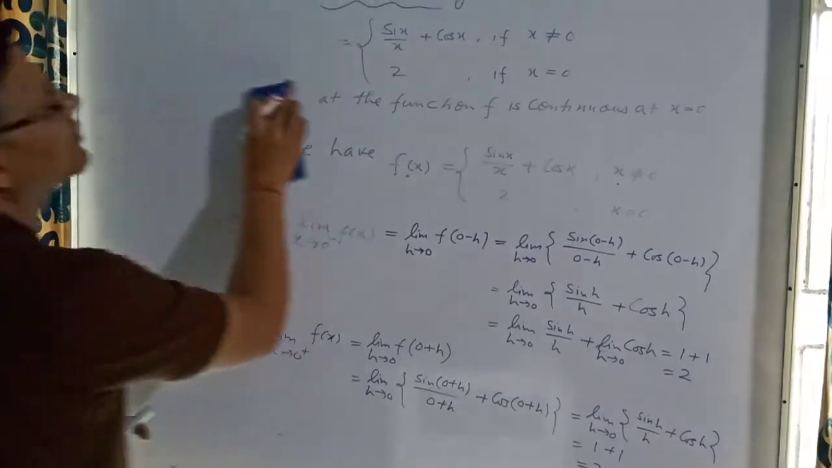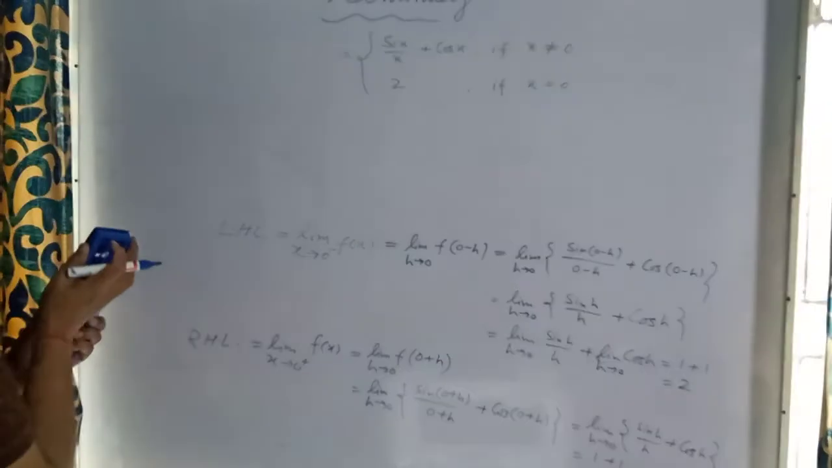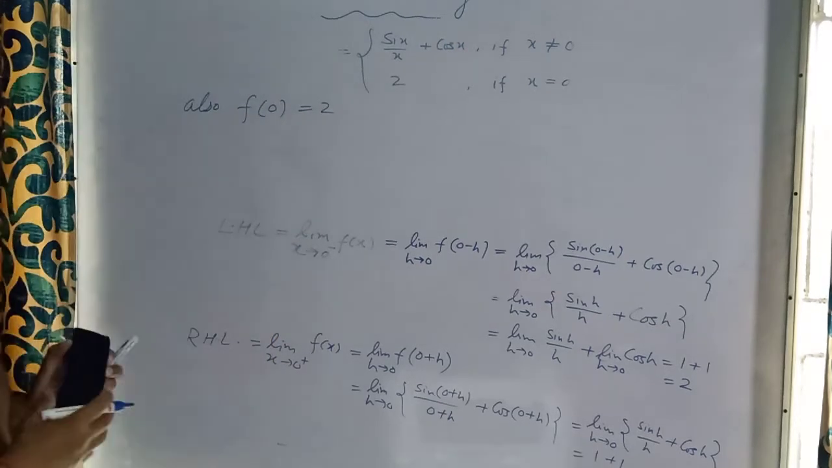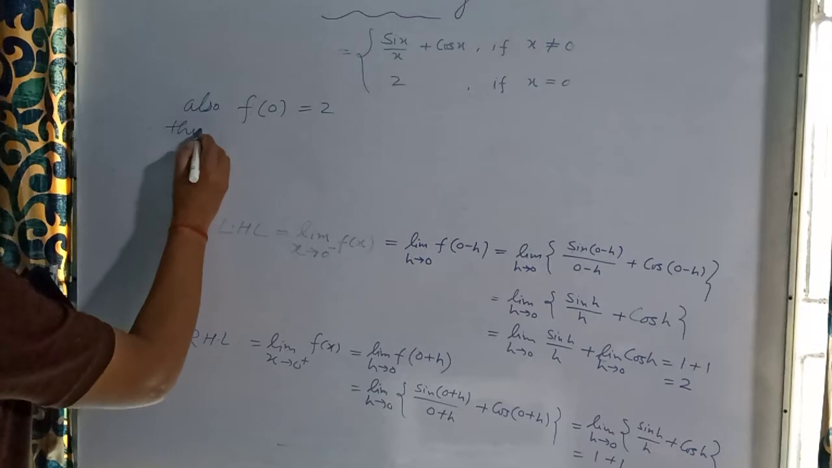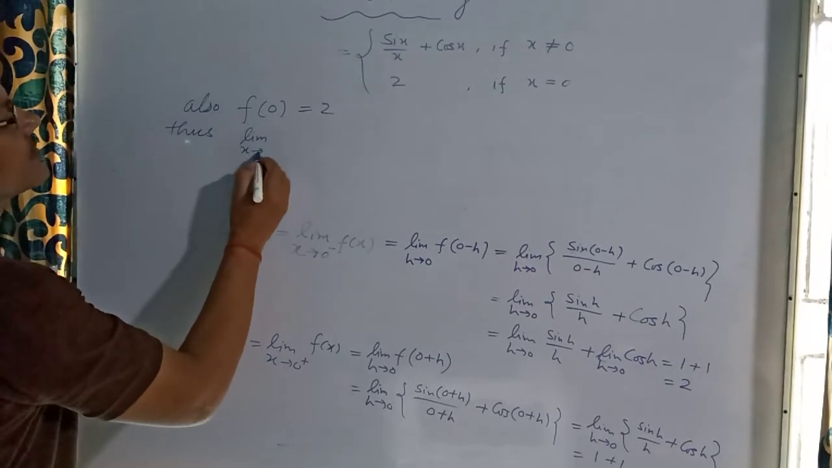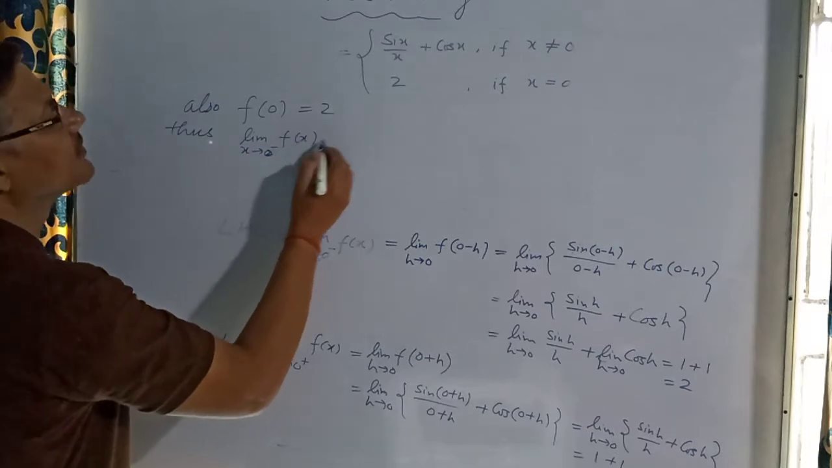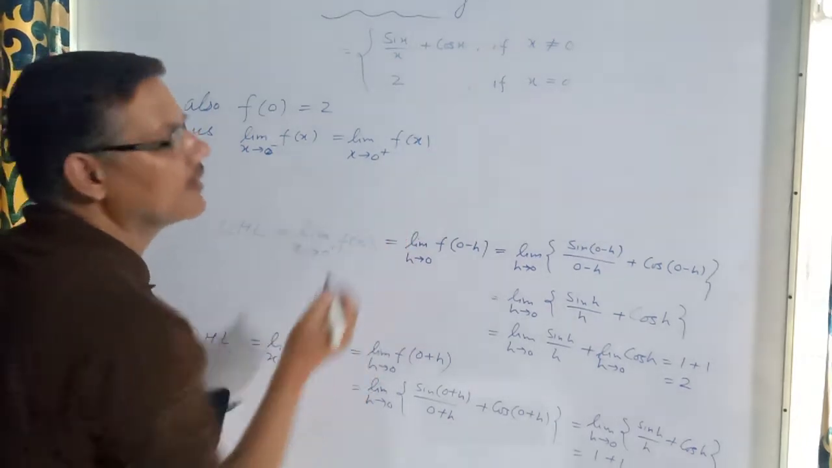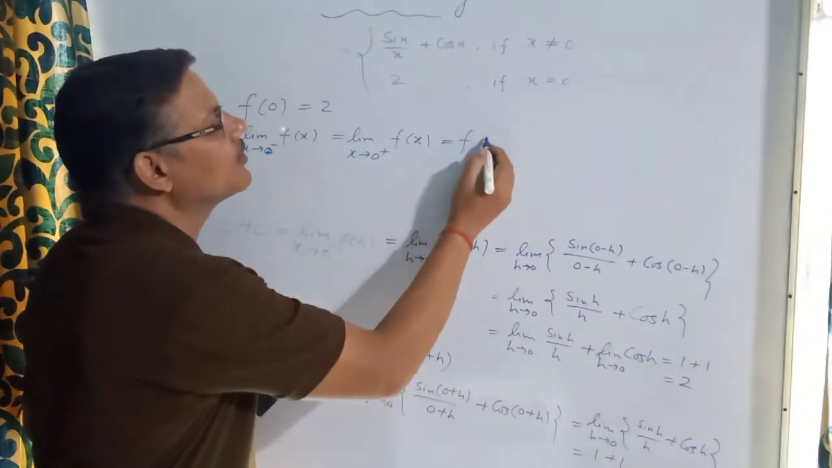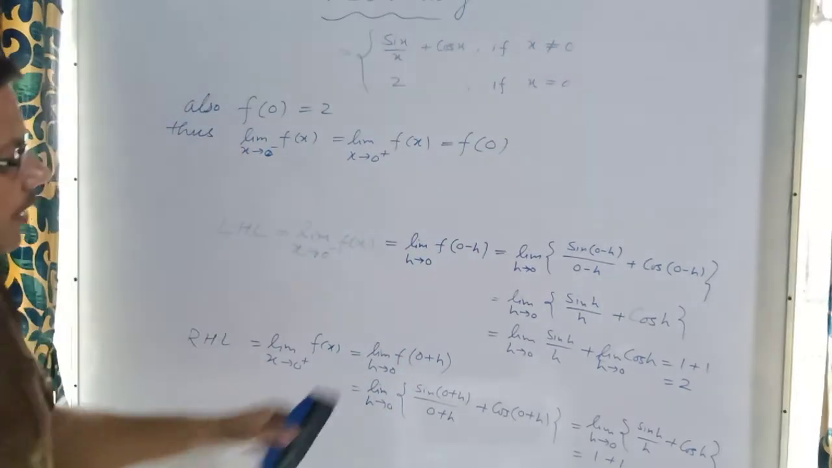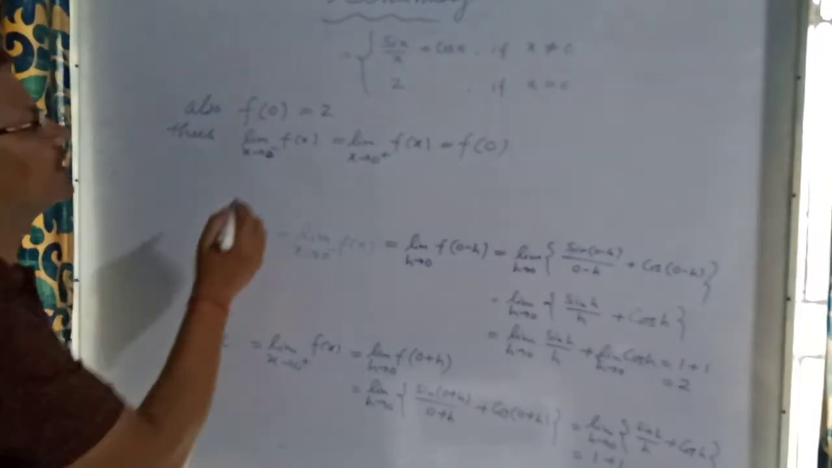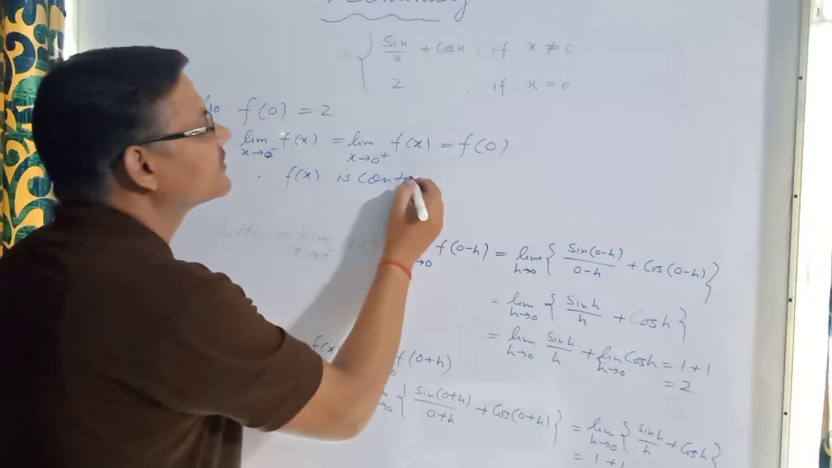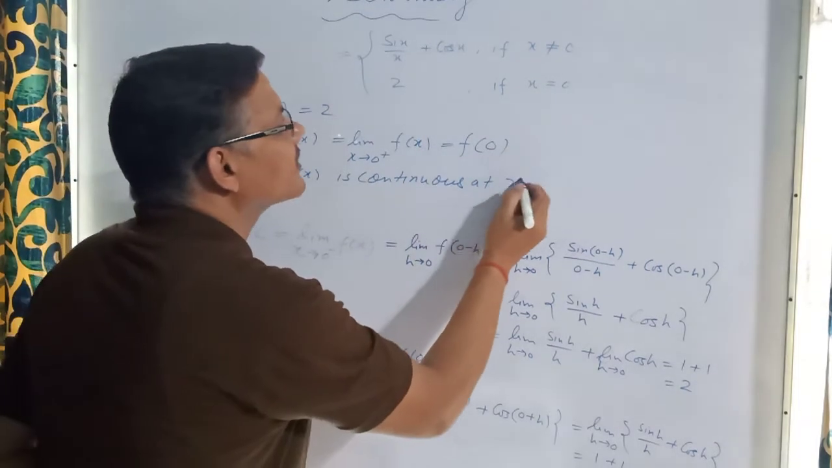Now what about the value of the function at x equal to 0? So we write f of 0 equal to 2. Thus the limit as x tends to 0 from the left is equal to the limit as x tends to 0 from the right, and it is also equal to the value of the function at that point, since all three are equal to 2. Therefore f(x) is continuous at x equal to 0.